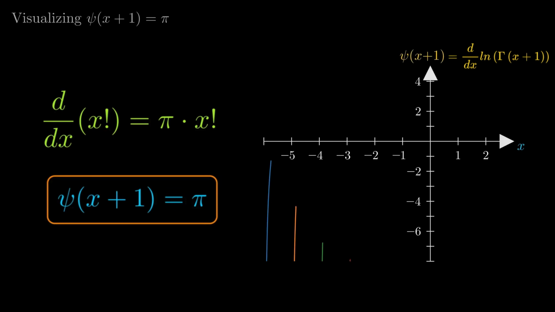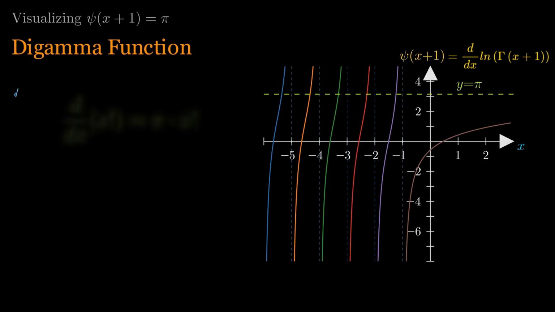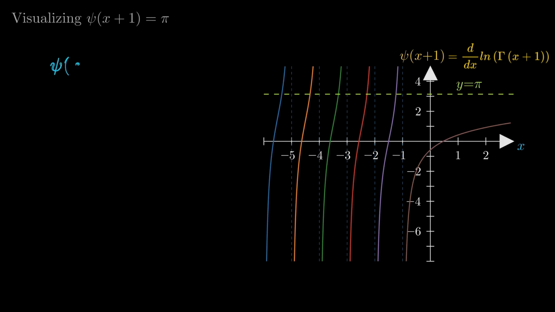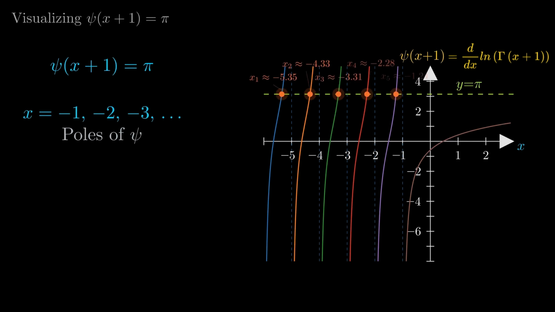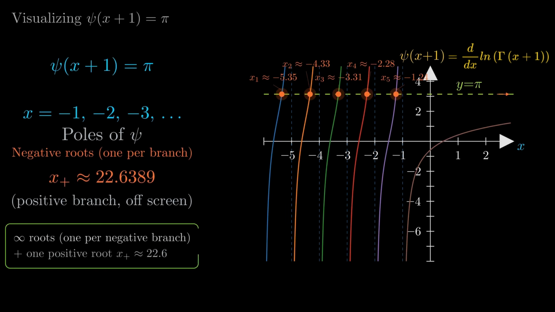Now we can see the full picture of the derivative equation. The derivative of x factorial equals pi times x factorial. The digamma function crosses y equals pi once on every negative branch, and once more on the positive side. So this surprising equation has infinitely many real solutions, including one positive root near 22.6. What seemed impossible at first is actually true.